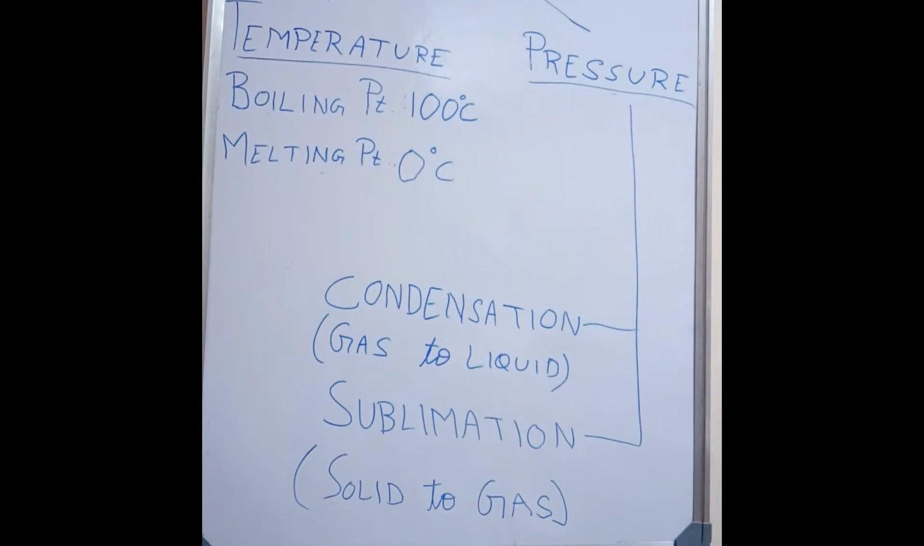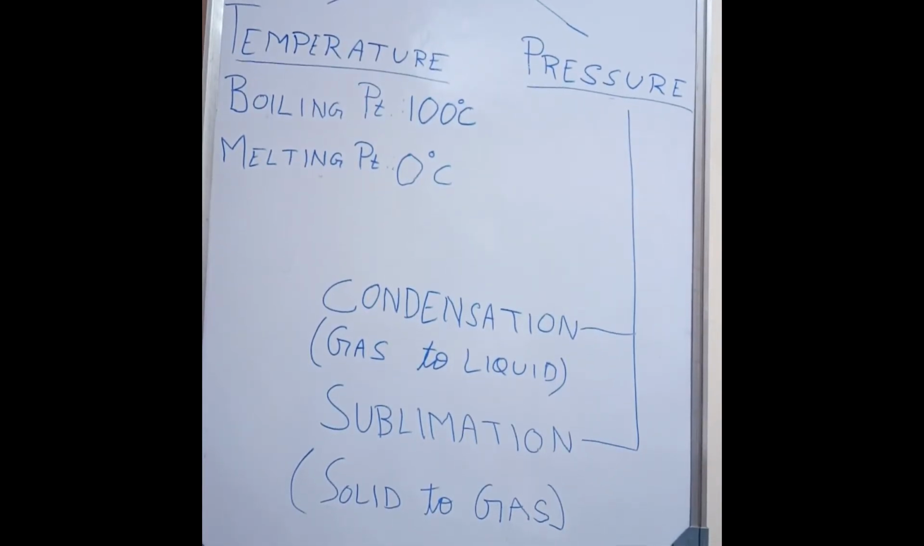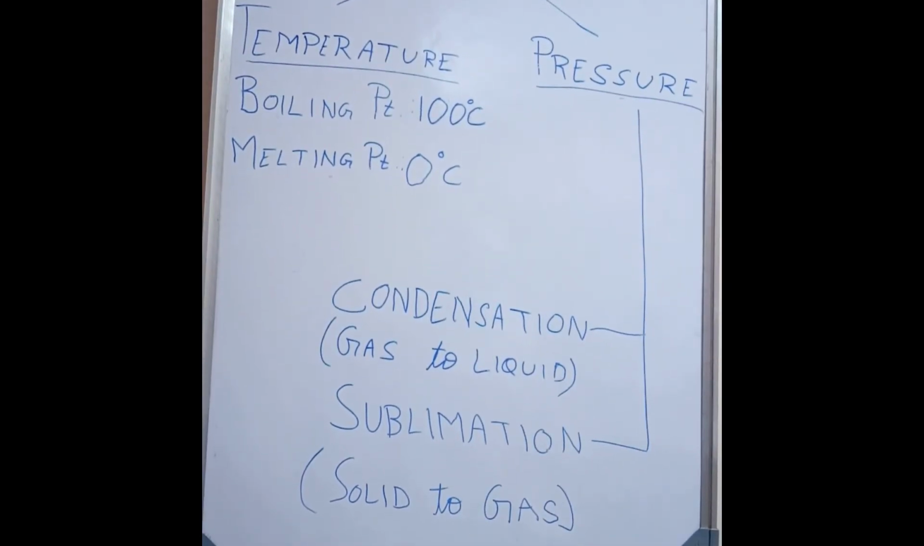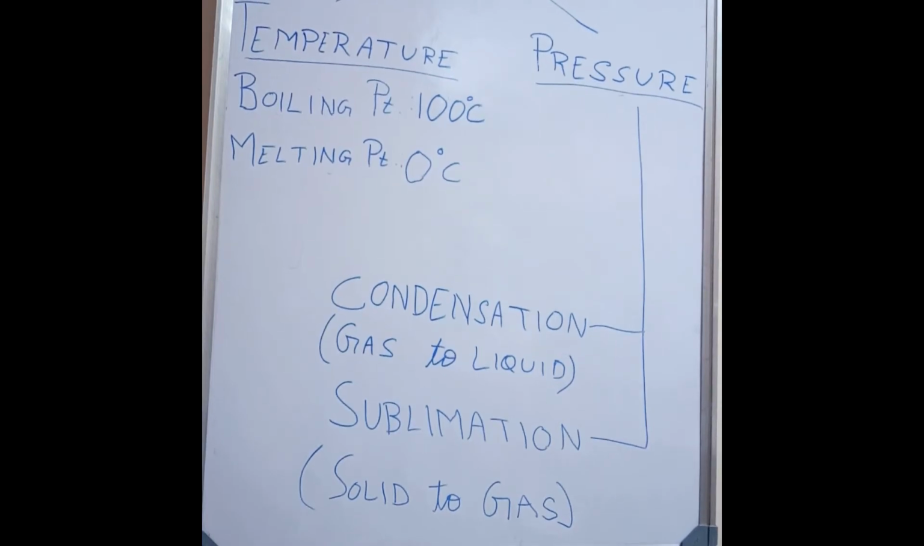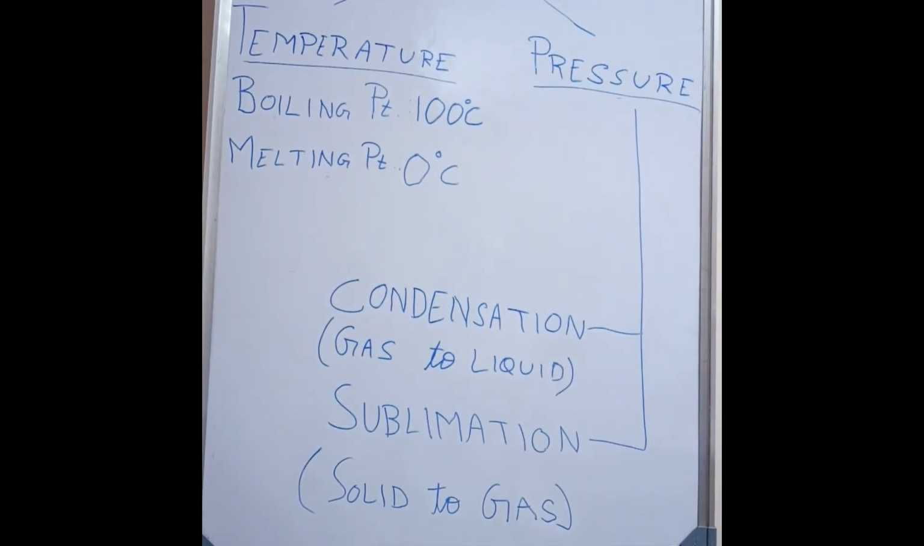For example, if we take water and freeze it, it will become a solid state. If we take out the frozen water and keep it in room temperature, it starts melting and becomes a liquid state. Then if you boil that water, it changes into gas state as water vapor.